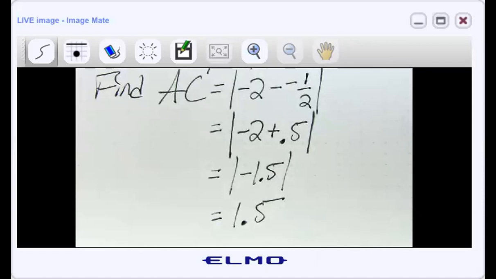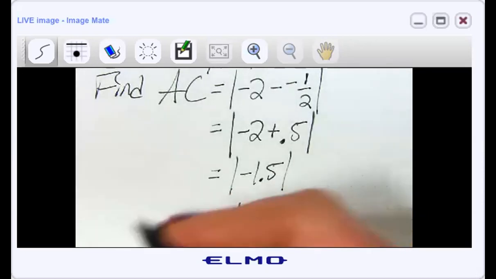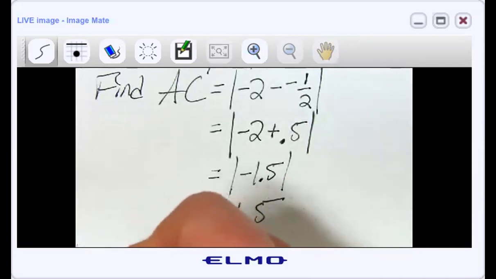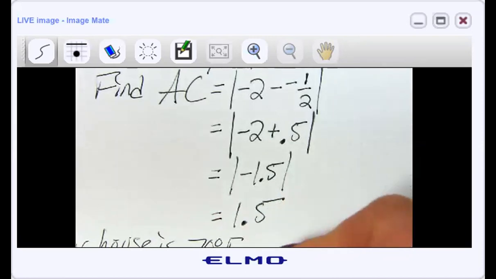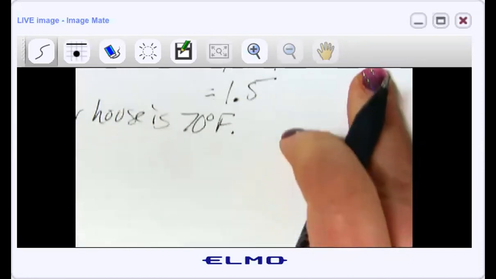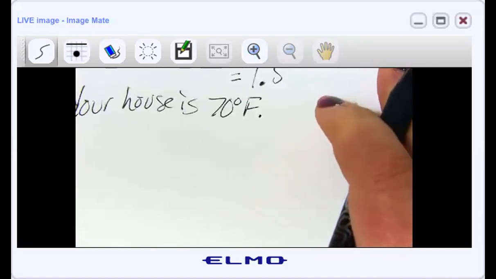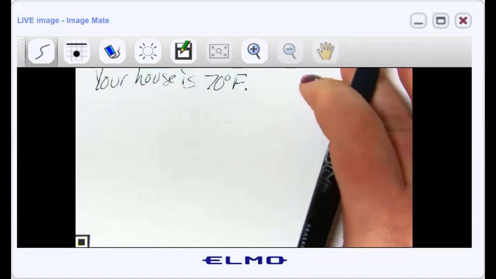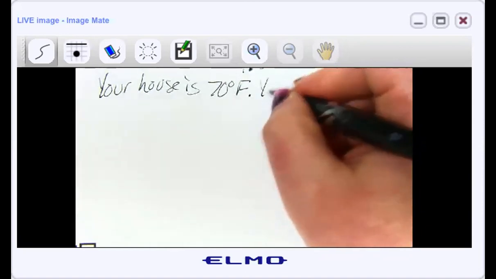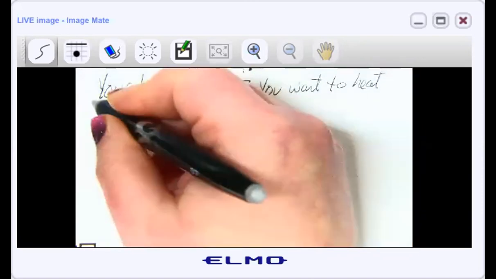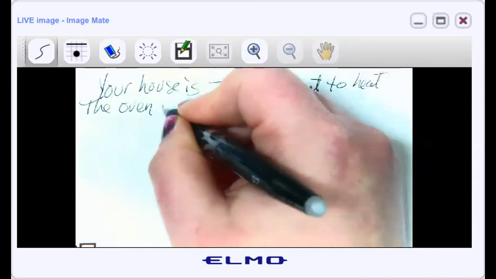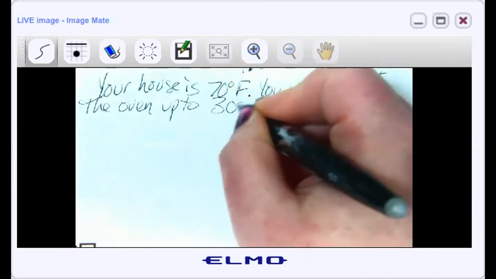Okay, so I have two word problems that I want to do with you real quick, and then we are done. All right, so let me do the one. Your house is 70 degrees Fahrenheit. So I'm just using nice numbers. My house is way colder than that, but let's assume we have it set at 70 degrees for nice, easy numbers. Your house is 70 degrees. You want to heat the oven up to 300 degrees Fahrenheit.